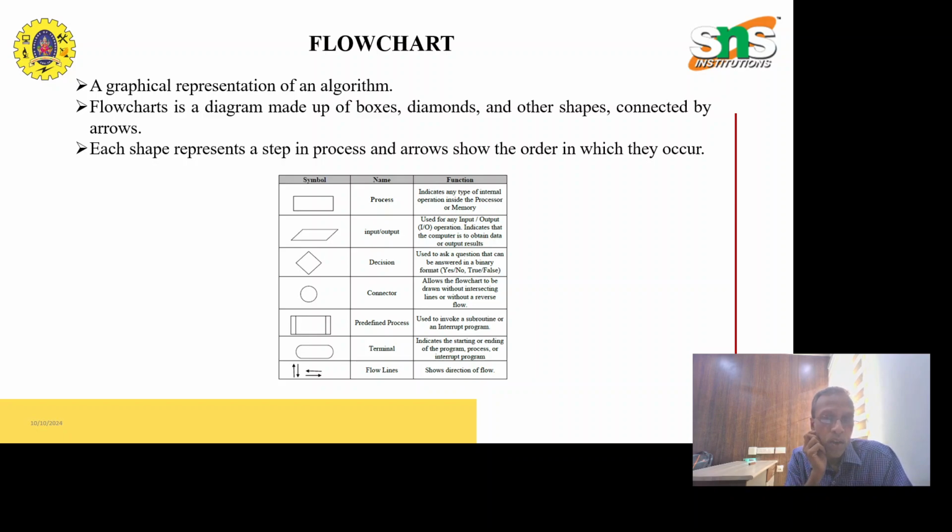the programmer. What process is happening, what input will come, what output we will get, what decision we are going to take, what type of connections we are going to make, what predefined process is there, where we are going to terminate, and where the flow lines are going to flow. Like that we can easily represent with the help of these flowchart symbols.